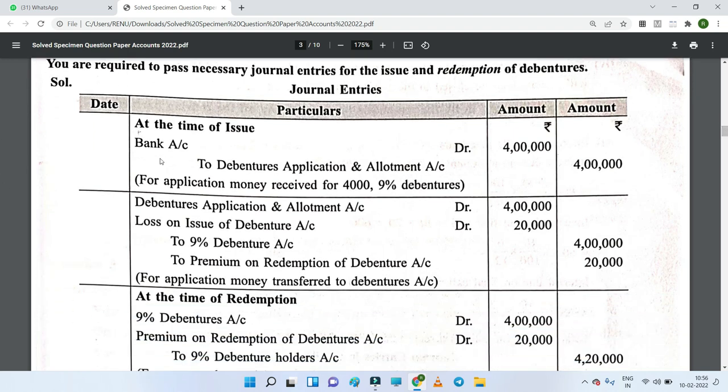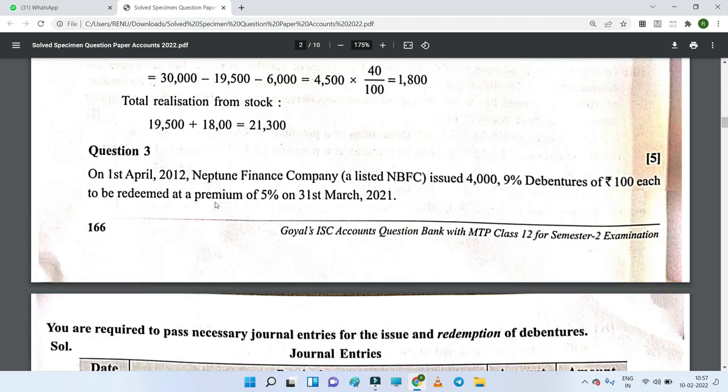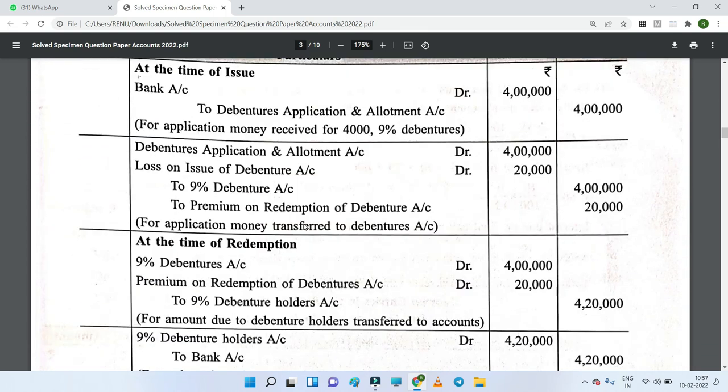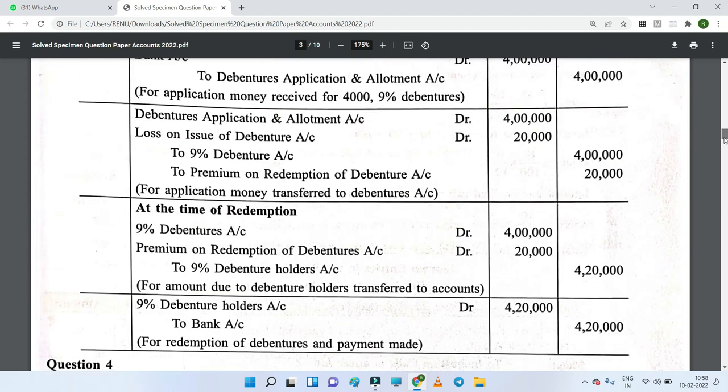So for issue of debentures, as we know, the bank account gets debited as cash is received and the debenture application and allotment account gets credited. So the amount will be 4,000 into 100 rupees, that is 4,00,000. But while transferring, we are supposed to show the amount of premium, which will be the premium on redemption of debenture account, which needs to be credited. As we know, premium gets credited. So 5% of 4 lakh is 20,000, that is 5 by 100 into 4 lakh, which will be shown in the premium on redemption of debenture account.